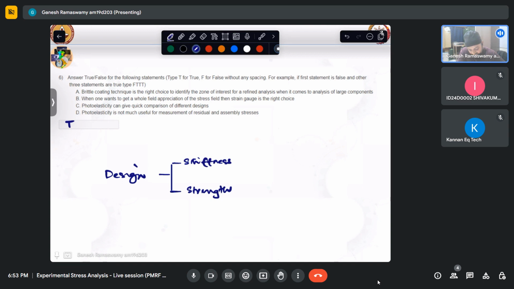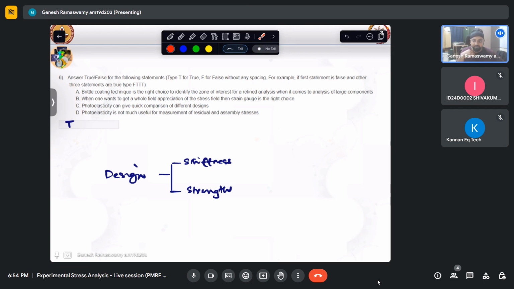When one wants to get whole field appreciation of a stress field, then strain gauge is the right choice. Okay, why is this not so? Because let us say that again we have that large component. Now, if we have to paste a strain gauge, we understand that there is a strain gauge.